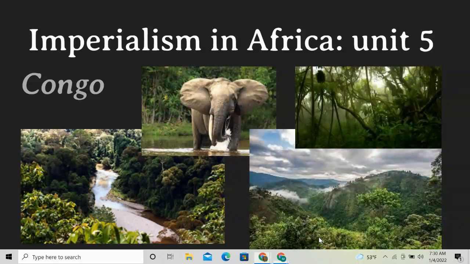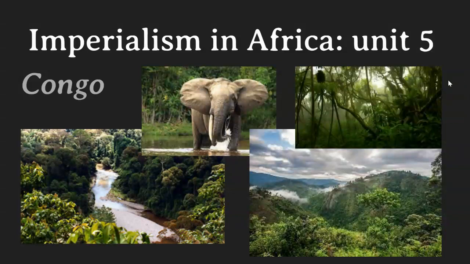All right, so today, the Congo, Imperialism in Africa, Unit 5. Imperialism, that's when one country comes and takes over another country and forces it to do things to its own benefit. This is Unit 5. We're picking up where we left off last semester.